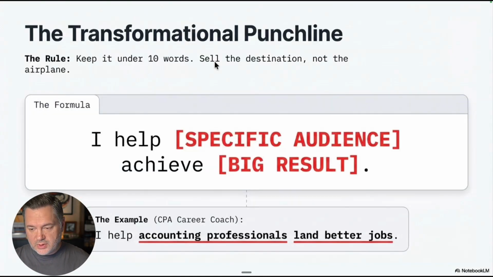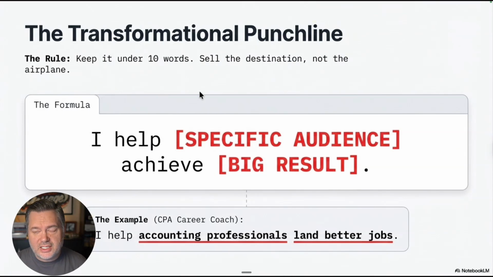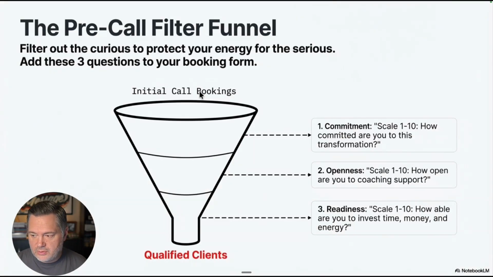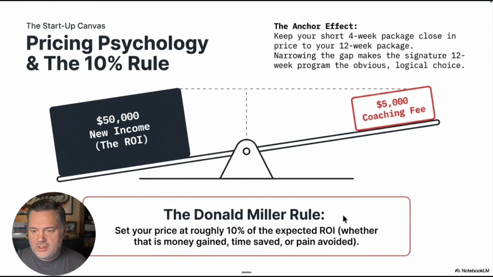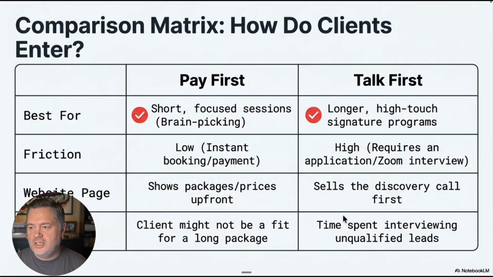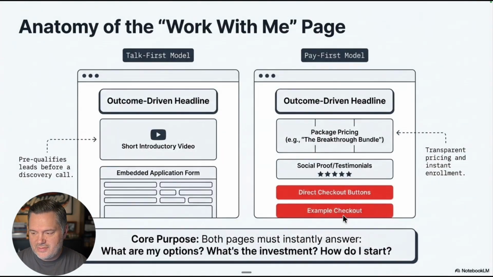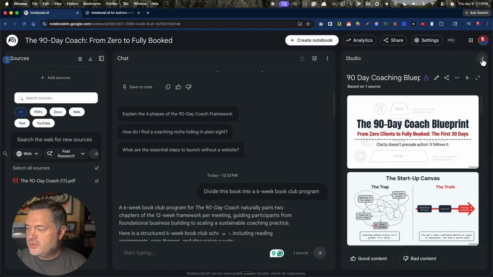And it's just visually appealing. It's grabbing content, some formulas and examples I give inside the book. Something I talk about is a transformational punchline. It's got that included. How to make your coaching practice real, the pre-call filter funnel of the type of questions I like to ask, packaging your value, the psychology around pricing. All of these are coming exactly from the book, and it would have taken me a long time to create these. Even examples of the Anatomy of the Work With Me page coming from one of my chapters. This is pretty impressive. All right, let's look at something else.